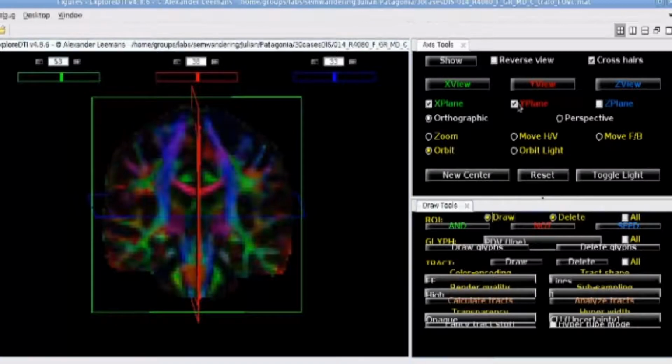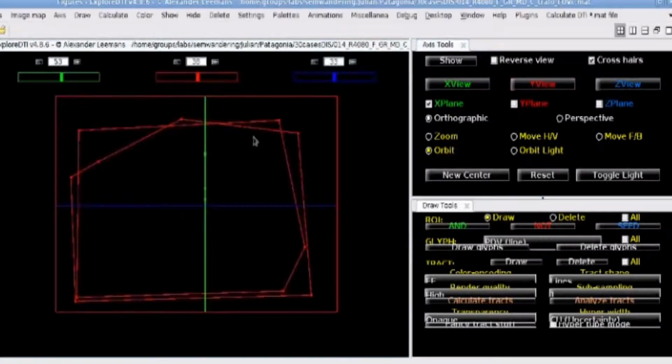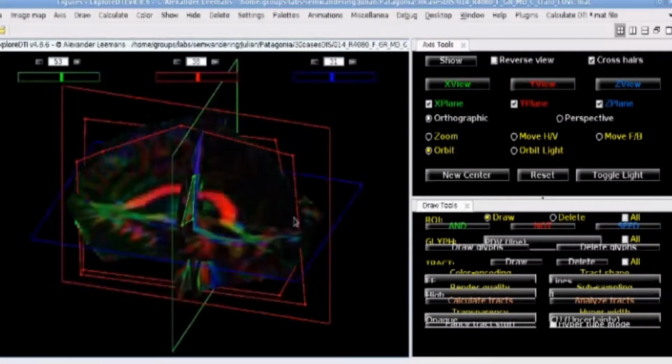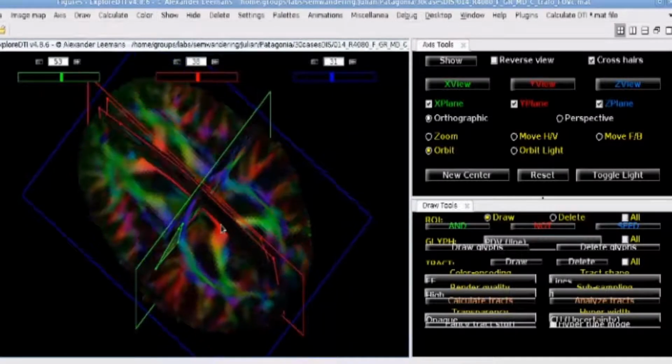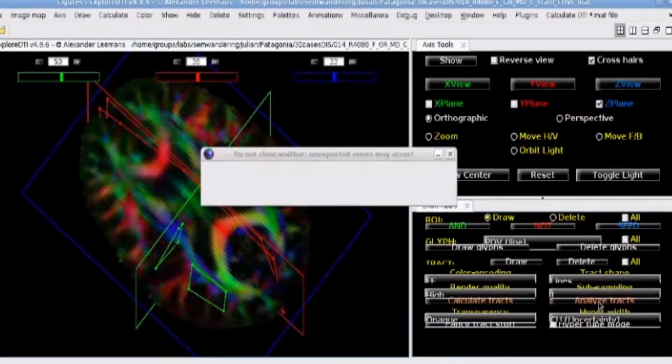We are processing 30 cases and creating a template with the 30 cases. 30 cases of this research. Then we can locate the region of interest, and if you see, the region of interest is saved in the computer.